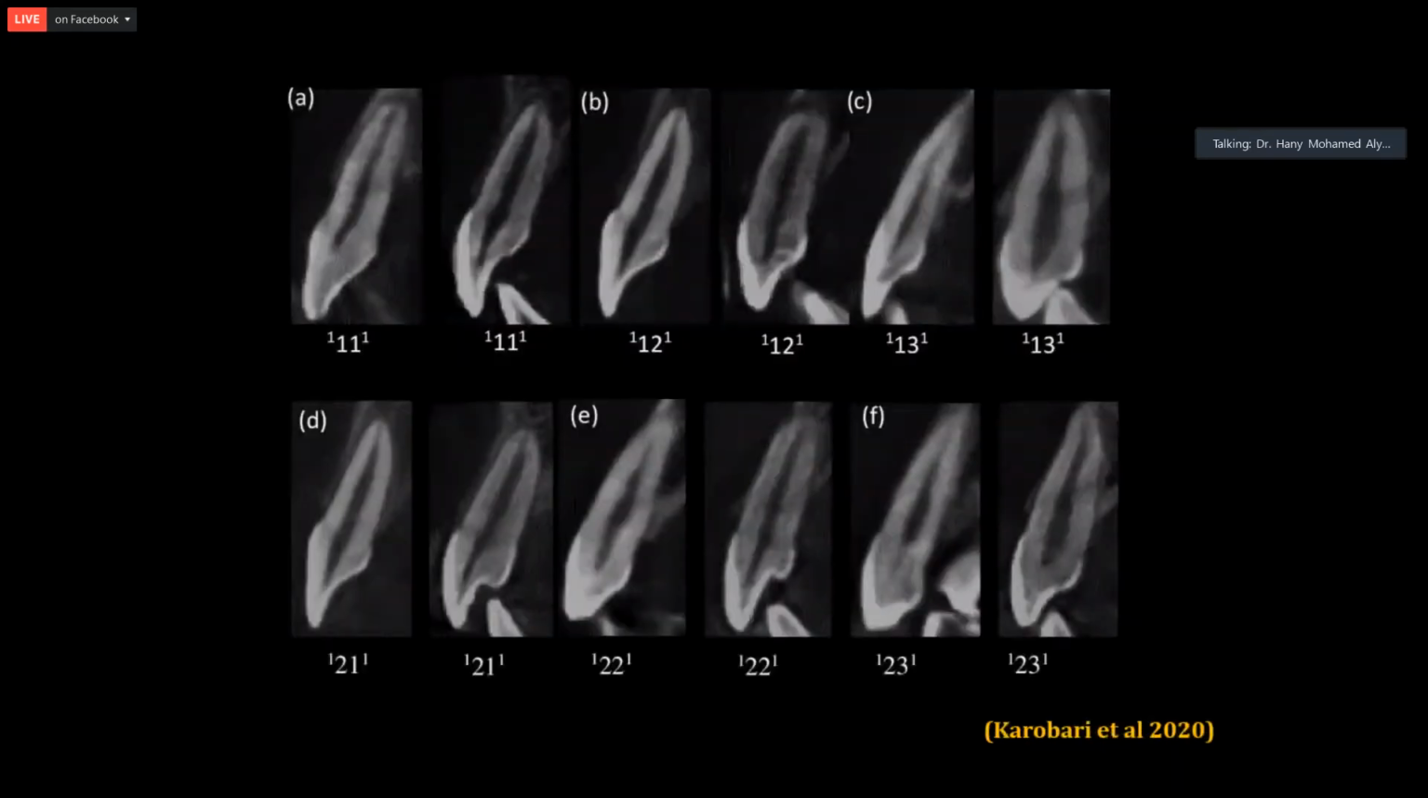So in this CBCT study, which was undertaken by Caro Berry and others here in Malaysia, this is an example of different anterior teeth which have a single root and single canal.